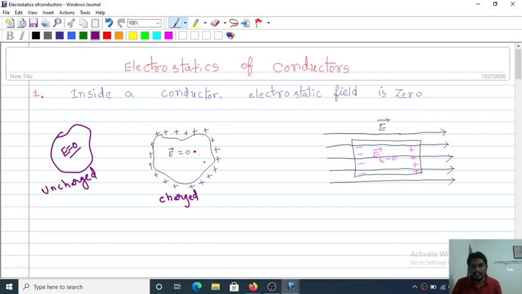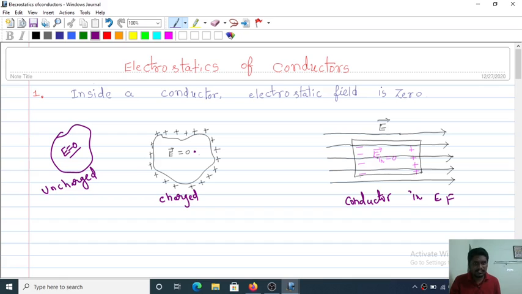Now I'm taking one more conductor, in a rectangular shape. You can take any shape of conductor. This is an uncharged conductor, and I have placed it in an external electric field. When you place it in an external electric field, what happens? In this case also, the electric field inside the conductor is zero. In all three cases, the electric field inside the conductor is zero.